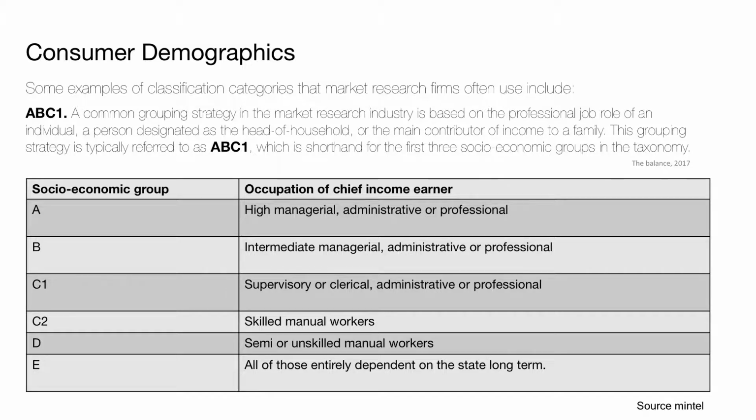So type A refers to an individual who is in a high managerial and administrative or professional position. Type B, intermediate managerial, administrative or professional. C1, supervisory or clerical, administrative or professional. C2, skilled manual worker. D, semi or unskilled manual workers. And finally type E, all of those entirely dependent on the state long term.